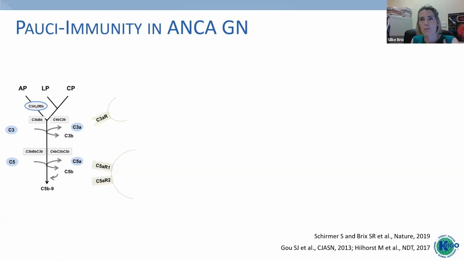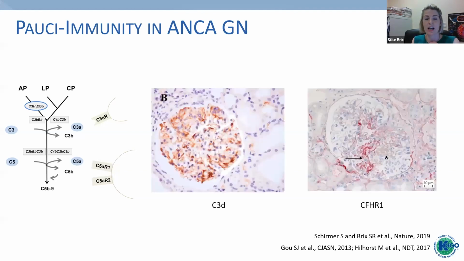Novel complement factors and staining of other factors than the two classical factors we routinely stain, so not staining C1q and C3, but staining other factors in the last years, has hinted that there's some involvement of complement, because the so-called post-immune ANCA-associated vasculitis doesn't look so post-immune if you look at these stainings.